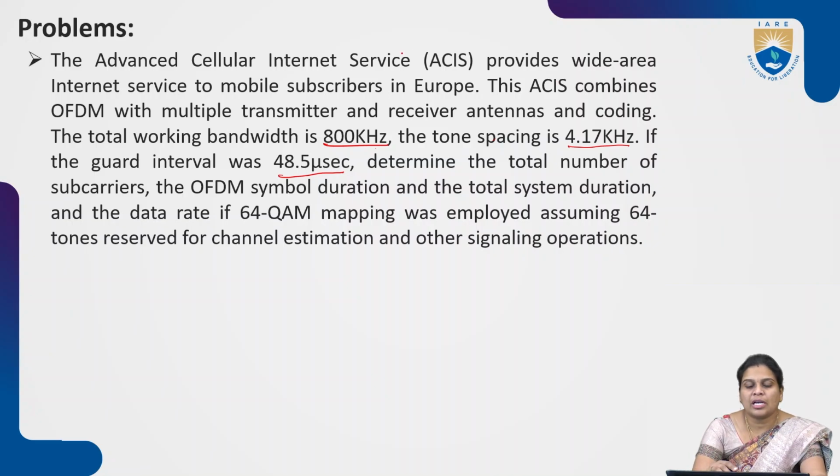Using the advanced cellular internet service, internet service is provided to mobile subcarriers in Europe only. Here multiple receivers and multiple transmitters are there. The bandwidth is 800 kHz, the tone spacing is 4.17 kHz, and the guard interval is 48.5 microseconds. So how do we find this? Determine the total number of subcarriers, the OFDM symbol duration, the total symbol duration, and the data rate if 64 QAM mapping was employed, assuming 64 tones reserved for channel estimation and other signaling operations.